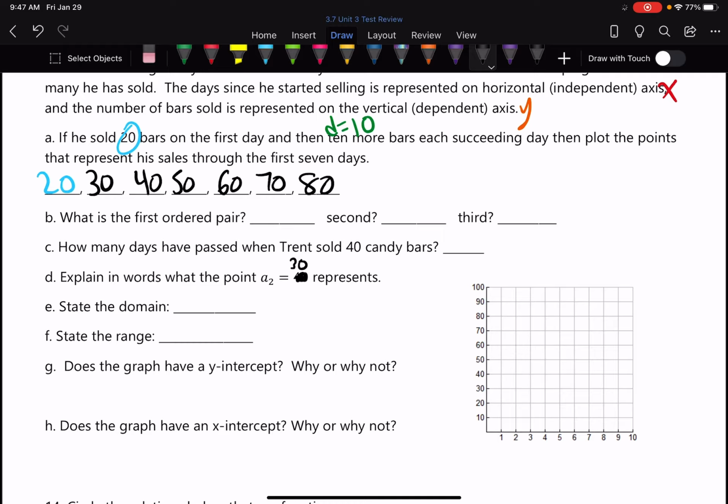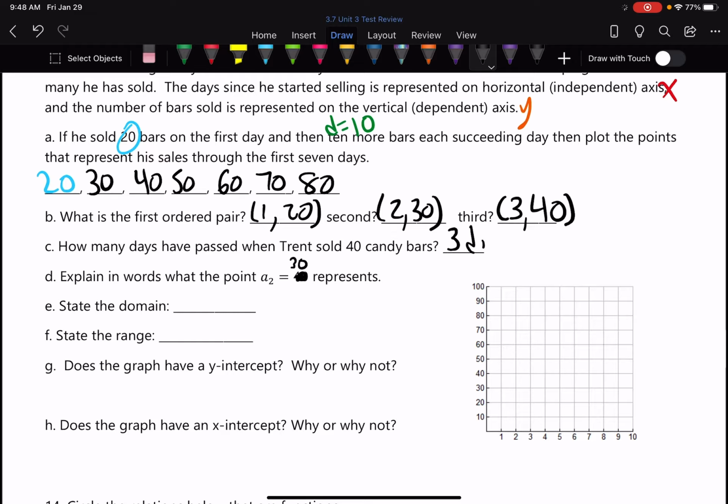So, it asks us, what is the first ordered pair? Well, on the first day, he sold 20 bars. So, it's going to be (1, 20). That's our initial term. Second day, he has sold 30 candy bars. On the third day, he has sold 40 candy bars. It asks us, how many days have passed when Trent has sold 40 candy bars? Well, that's 3 days. That's our third term here. Because if I'm looking at my term numbers here, I've got 1, 2, 3, 4, 5, 6, and 7.